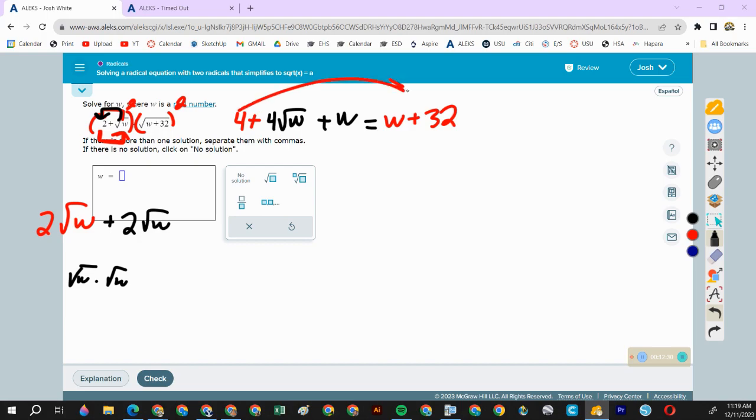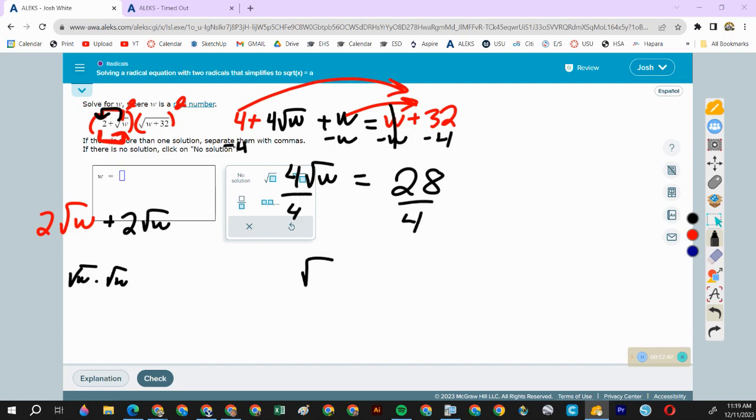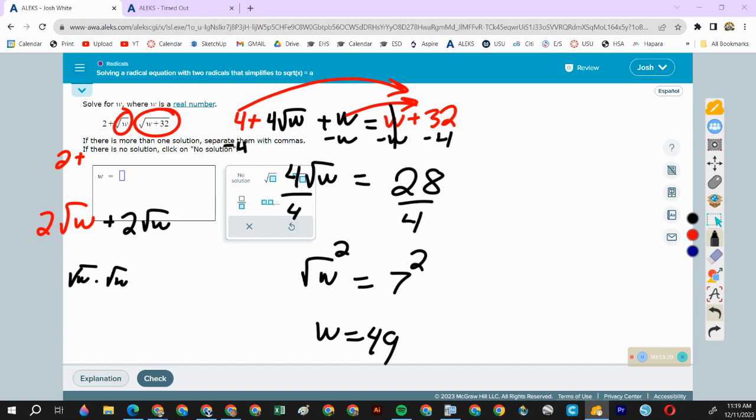So I'm going to move this over, and I'm going to move this over. So I get 4 root W equals, so we subtract W, that goes away. We subtract 4, and that turns into 28. And then I'll divide by 4, and I get root W equals 7. Now we have to square again. This one actually wasn't very bad. So square both sides. W equals 49. So let's go back here. Is that going to be okay? Yes. So I know this is a non-negative number, and I know this is a non-negative number. So can 2 plus a non-negative number equal a non-negative number? Yeah, we're fine.